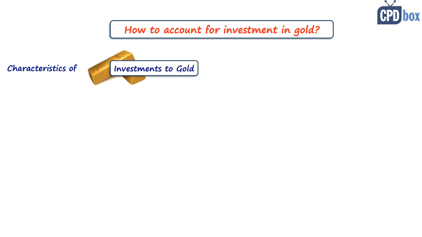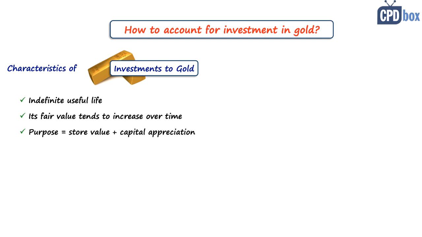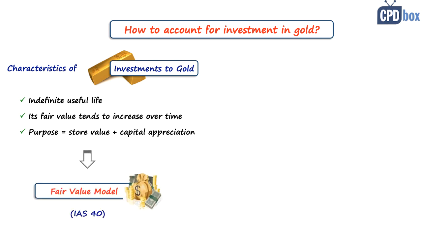And what is the issue or transaction similar to investment gold? Well, let's sum up the characteristics of investment gold. Number 1, it has an indefinite useful life. Number 2, its fair value tends to increase over time, which is not always, of course. Number 3, the main purpose is to store value and get income from its capital appreciation. So really looking at all of this, it seems to me that the fair value model applicable for investment property under IAS 40 would be very appropriate for investment gold too.